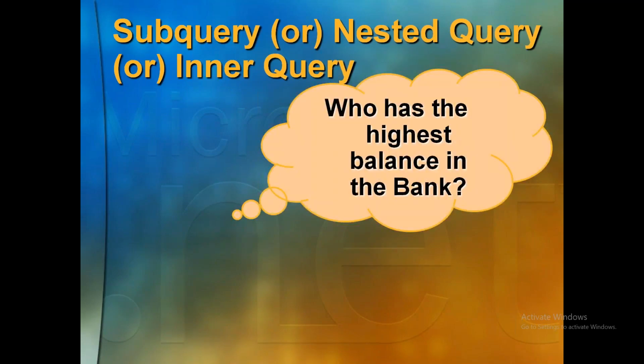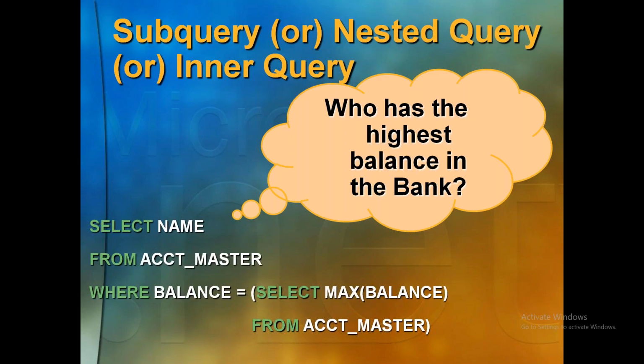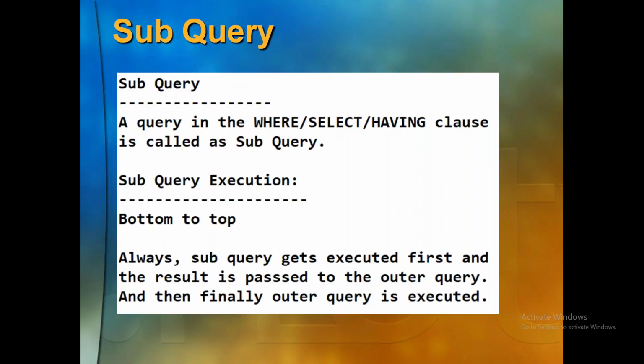Who has the highest balance in the bank? However you try this query, you will not be able to get the answer. You must write a query inside one more query. So which query will get executed first, the outer query or the inner query? The inner query will get executed first, and the result will get substituted in the outer query, then finally the outer query will get executed. A query in the where clause or a select clause or a having clause is called a subquery, and subquery execution is from bottom to top.